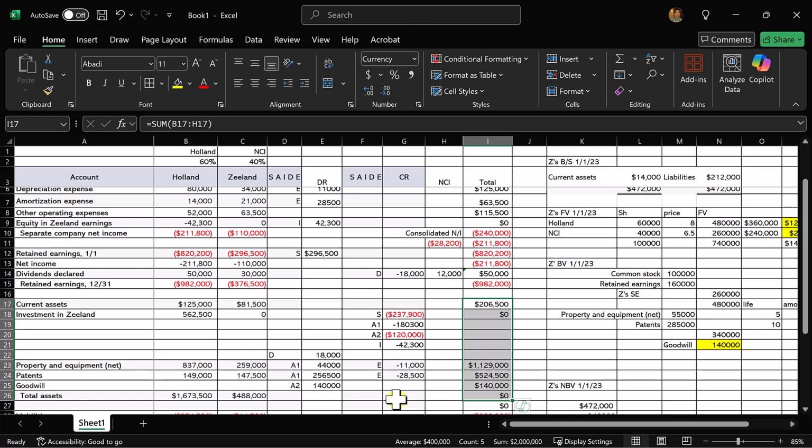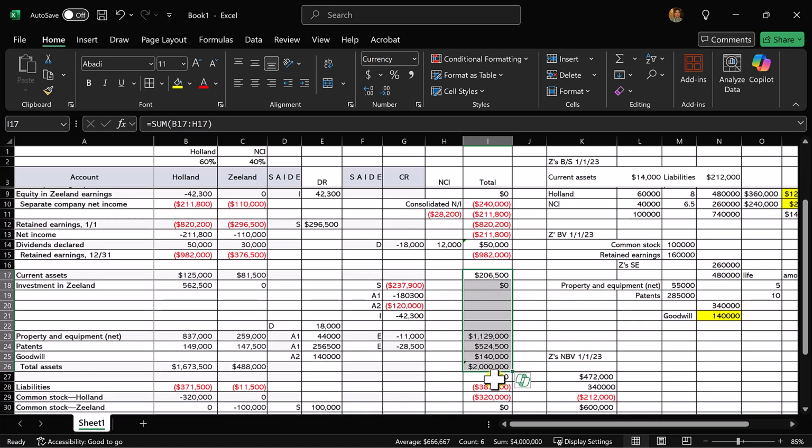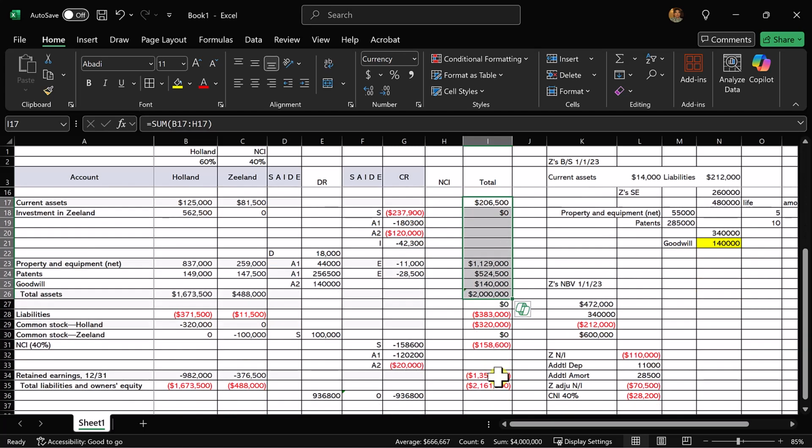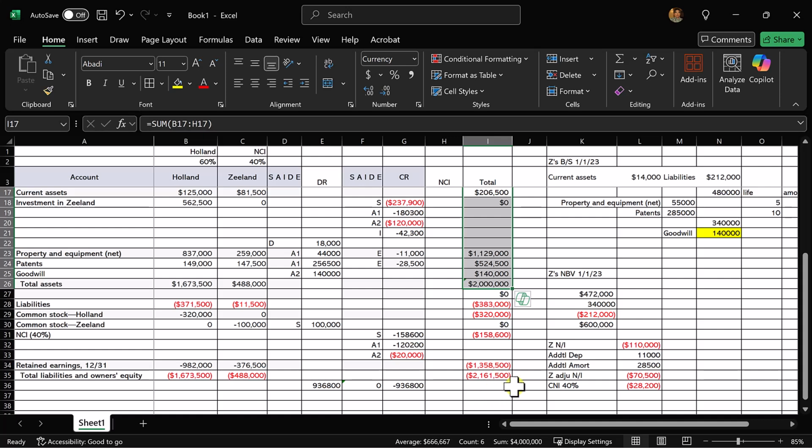Yeah, Alt equal, 2 million assets. Of course, I know my equity and liabilities down here should total up to 2 million. So I know there's some work I need to do on these totals over here. Let me clean this up here.